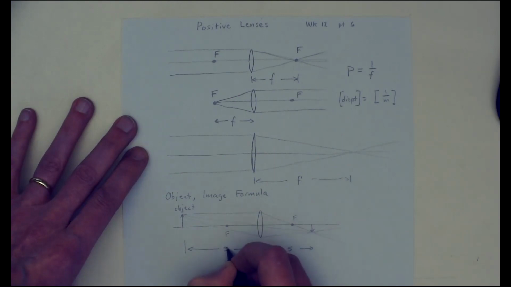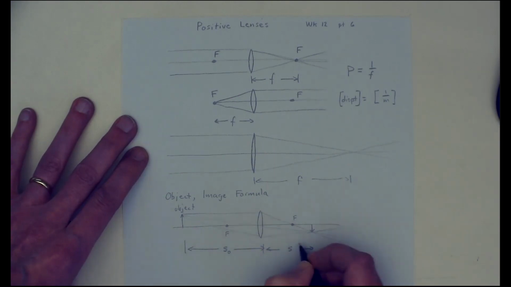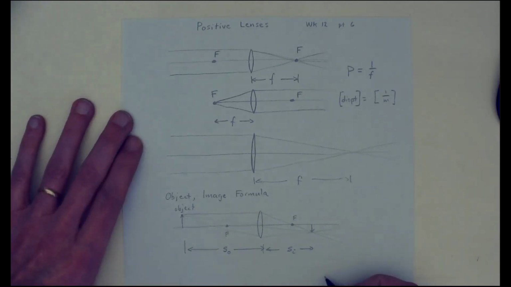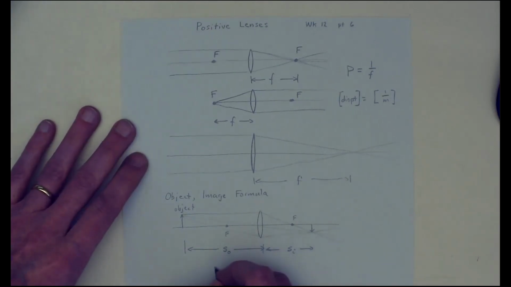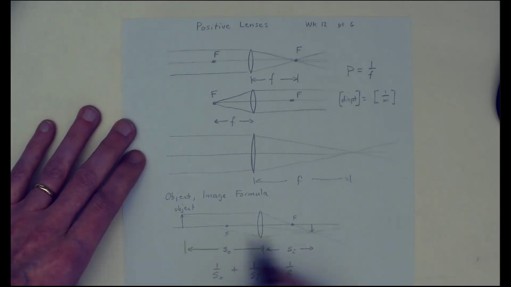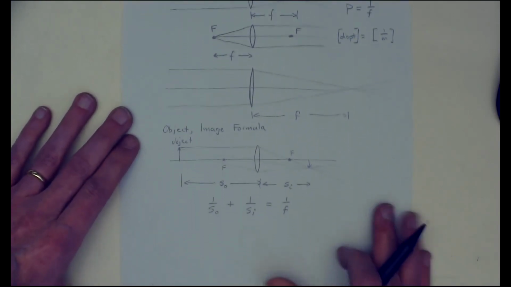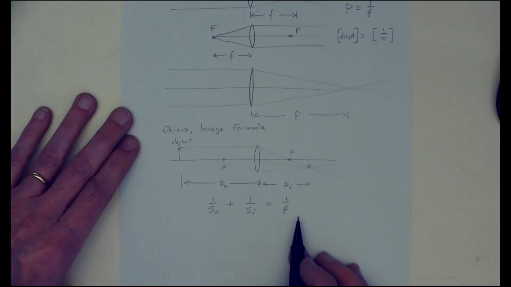And I'm going to use S object and S image for those distances. Object and image, O and I. And the formula is simply that 1 over S_O plus 1 over S_I equals 1 over F. That's the basic formula that we're going to be using. And this case that I've drawn right here is the sort of stereotypical one in which all of those numbers are positive.